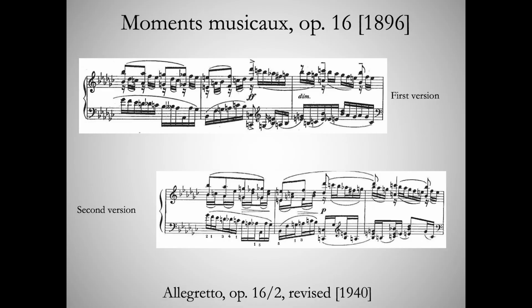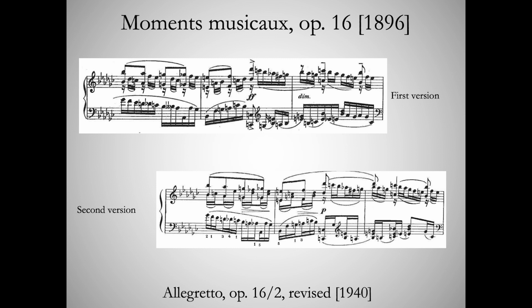Other types of changes are more subtle. So this is in the Moments musicaux, a really beautiful set of pieces from 1896. If you look at the top one, which is the original version, there are just little things that are different. This is towards the end of the first page of the material. You'll see that there are still these little triplet notes in between in the right hand. So the right hand's playing a melody in octaves, and then there are these triplets going on in the middle.